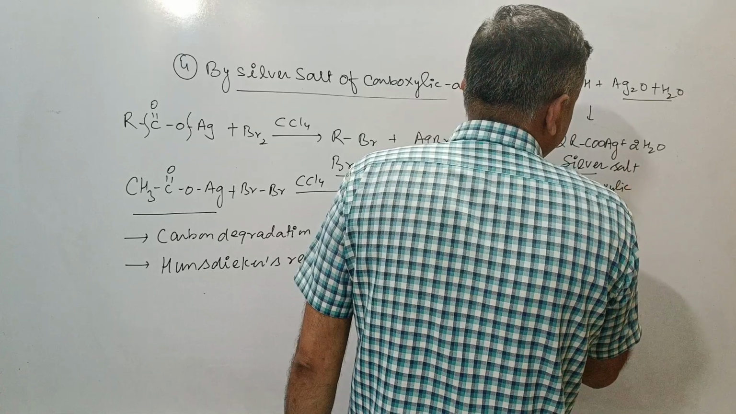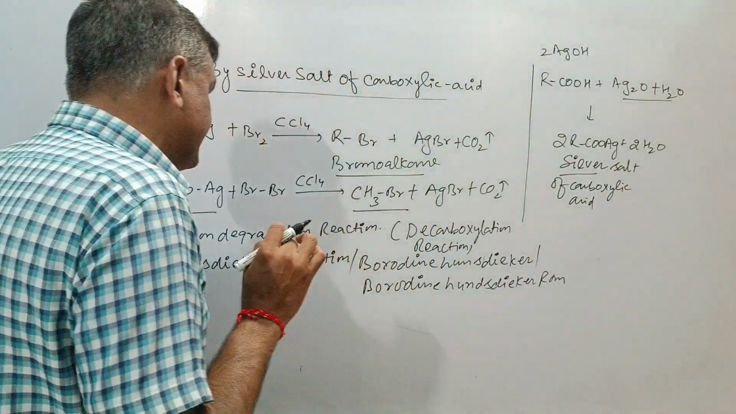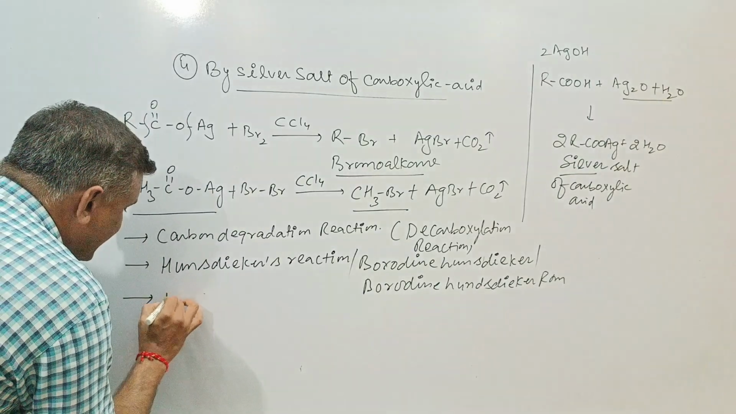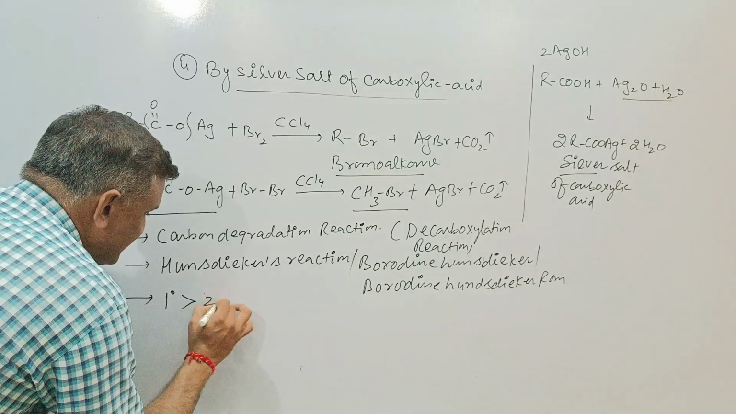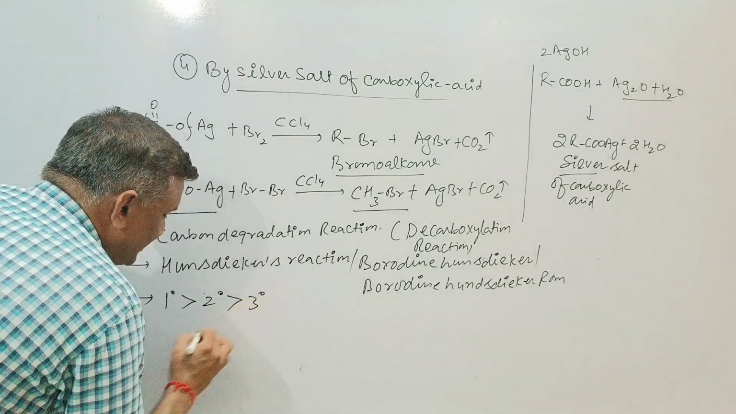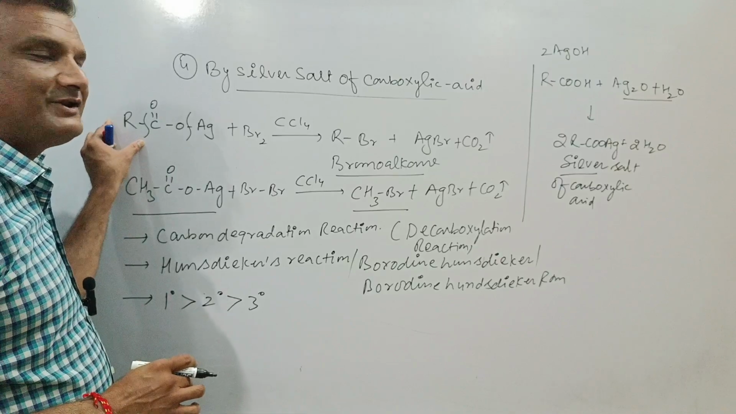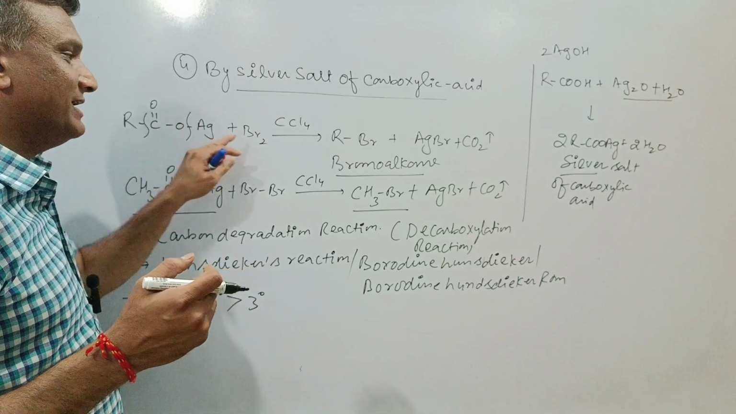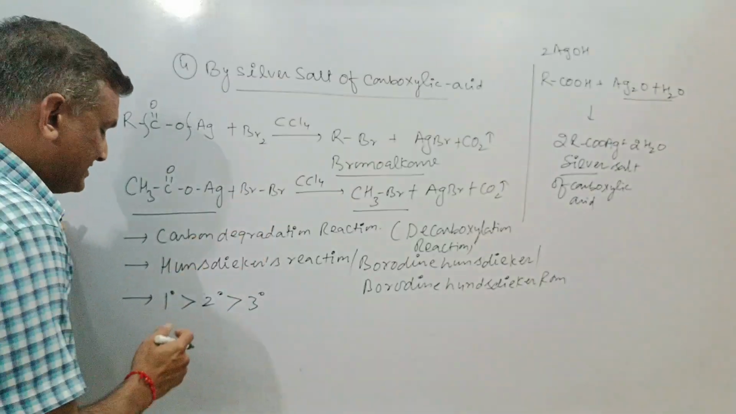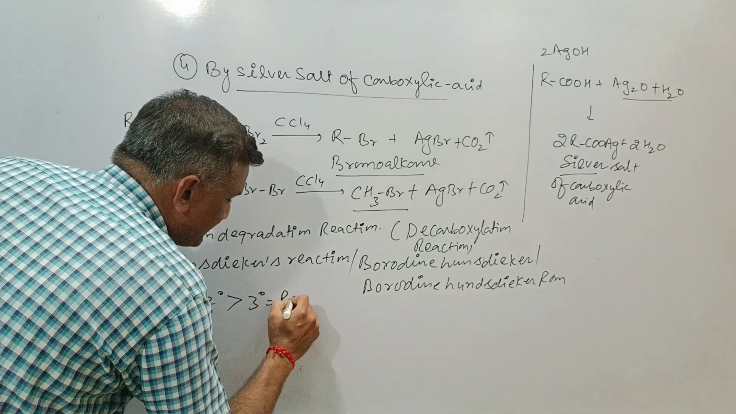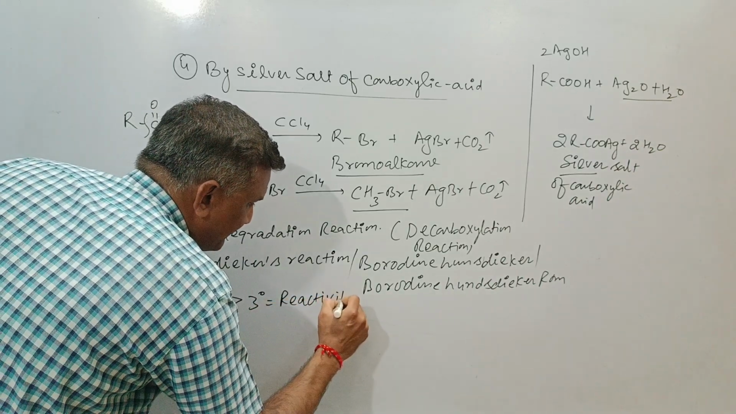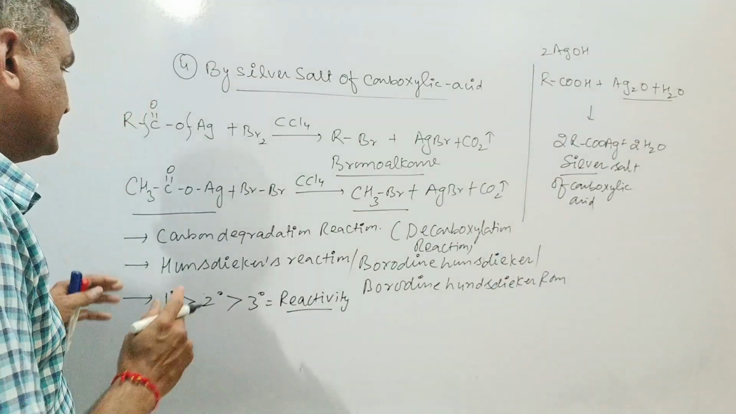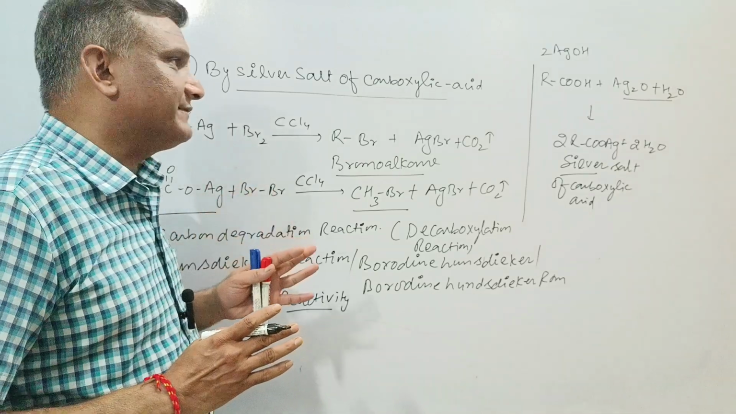If we go with the reactivity sequence, the 1 degree alkyl halide forms faster than the 2 degree and then the 3 degree, because if we take a 2 degree or 3 degree alkyl halide, there will be more crowding over the carbon atom, so the attack of Br will be lesser. That's why the reactivity sequence is 1 degree largest, 2 degree lesser, 3 degree least. This was about the silver salt of carboxylic acid.